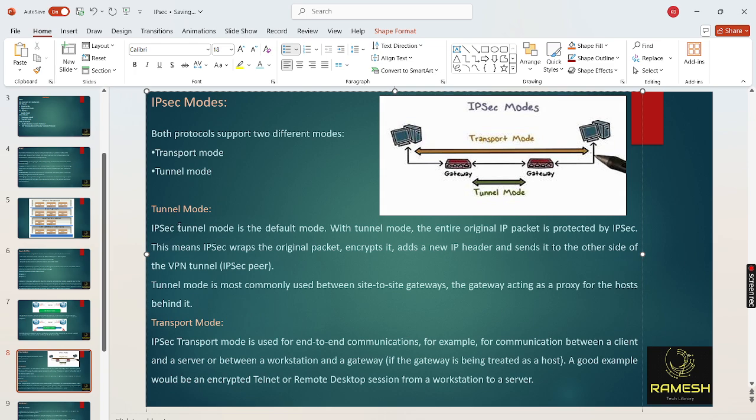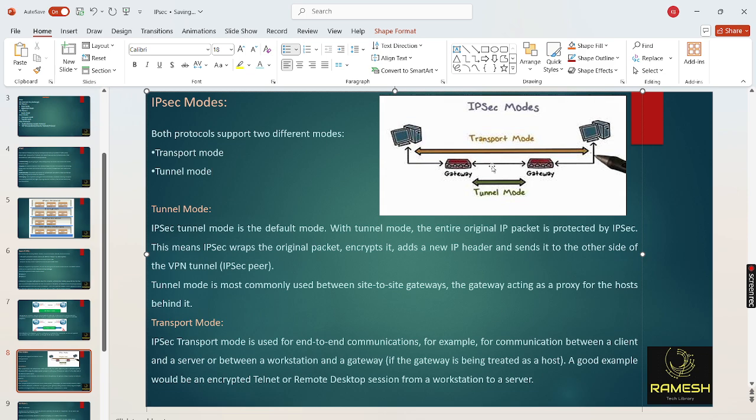Tunnel mode is used between the gateways, and it is also the default mode. If we configure IPsec, we don't need to mention tunnel mode. When we configure a site to site VPN, tunnel mode will always be the default mode. Why? Because in tunnel mode, when we are sending the data, we have headers, right?